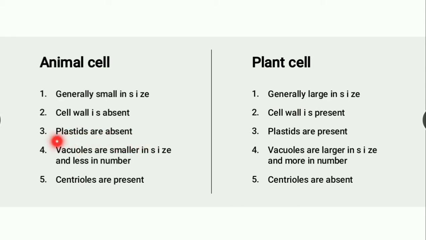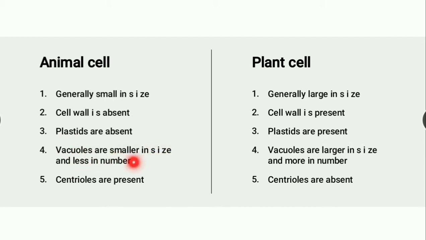Plastids are absent in animal cell. We don't have any colored substance. Plastids contain chloroplast, chromoplast and all. So if plastids are present, it means chlorophyll is present. Colored pigments are present in plant cell, that is absent in animal cell.